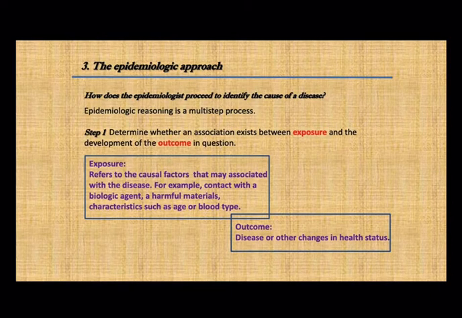In epidemiology, exposure refers to the causal factors that may be associated with the disease. For example, contact with a biologic agent, harmful materials, characteristics such as age or blood type. Outcome refers to the disease or other changes in health status.